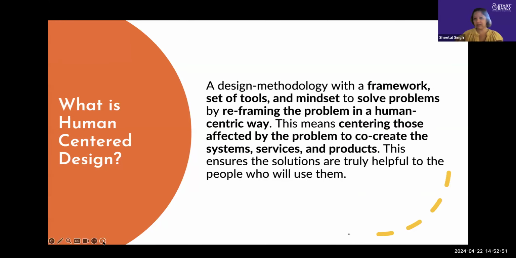So human-centered design, as I said, is just a framework and a very strategic set of tools, as well as different mindsets, which can be used to solve problems by reframing it to be really about centering the people who are closest to the problem. This has traditionally been used in the development of products and tools, but as you will see, and as you might know, people have started applying these same principles to the social sector in systems change efforts, as well as different policy-based efforts.